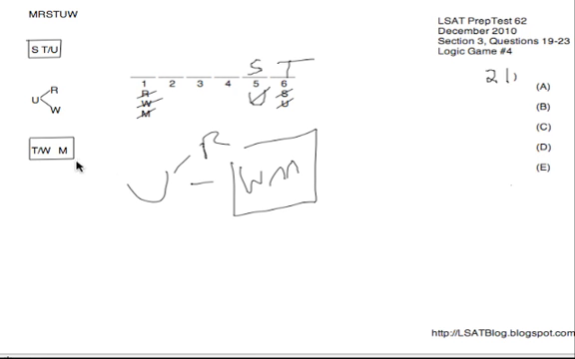So what happens now? Well, U is before everybody else that remains. So for that reason, U has to be on 1, and then we have R as well as WM occurring somewhere within the spaces of 2, 3, and 4. So for that reason, U on first, choice A is our answer to number 21.